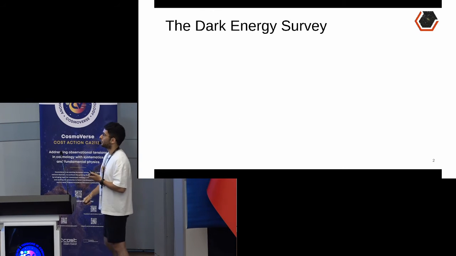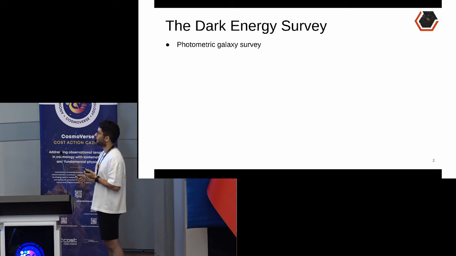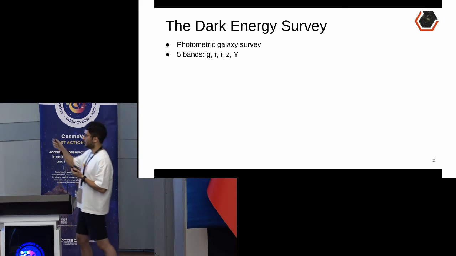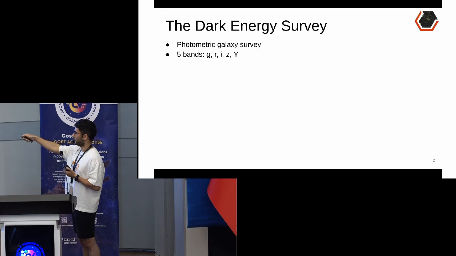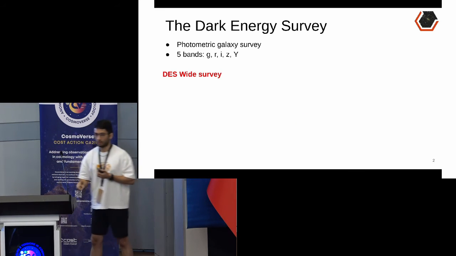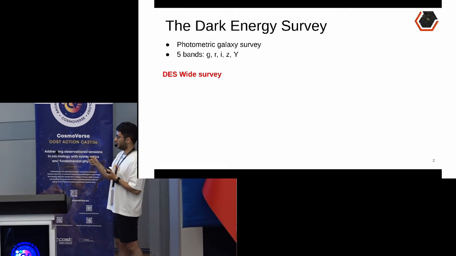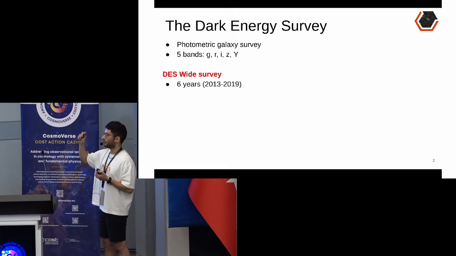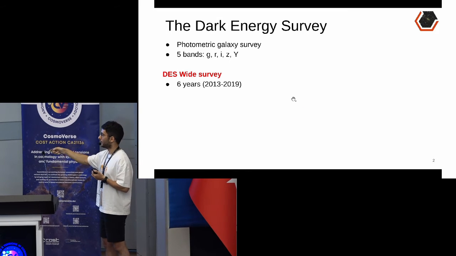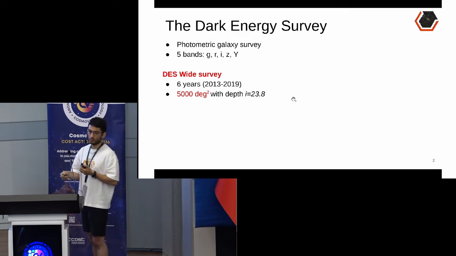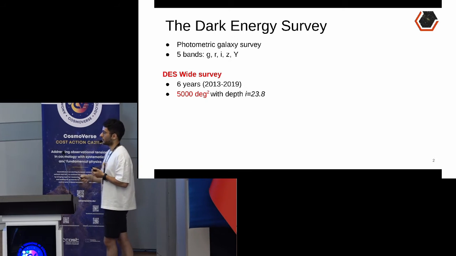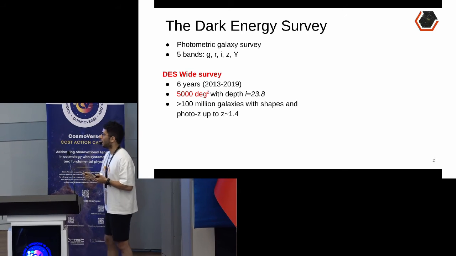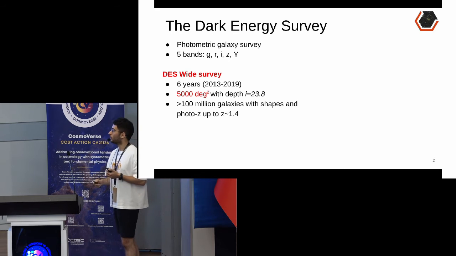So first I will say a few words about the Dark Energy Survey. The DES is a photometric galaxy survey that took data in 5 different bands in the optical and near infrared. So DES has 2 distinct surveys. First we have the wide survey, which lasted 6 years, between 2013 and 2019. It covered around 5,000 square degrees with a depth in the i magnitude band of around 23.8. And we had more than 1 million galaxies with shapes and photometric redshifts up to a redshift of around 1.4.